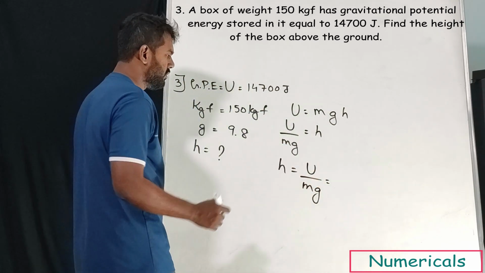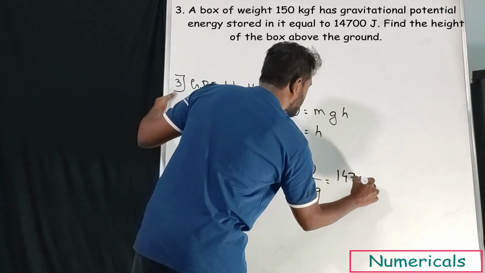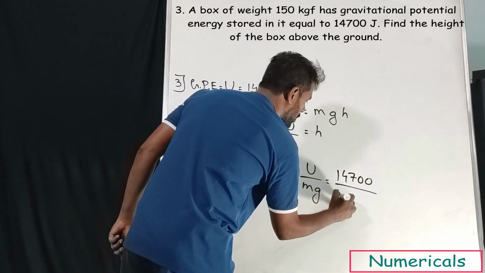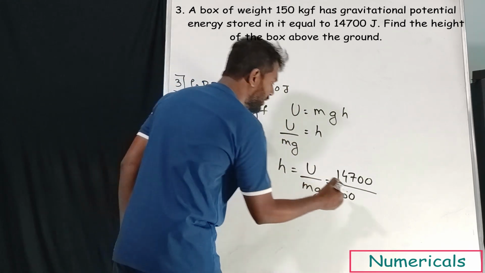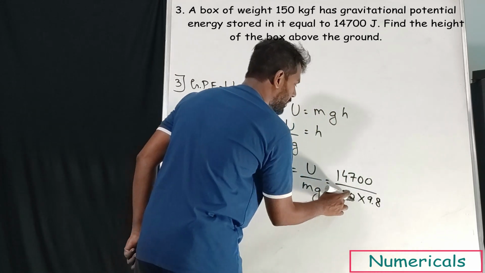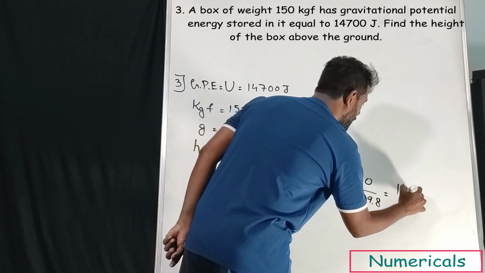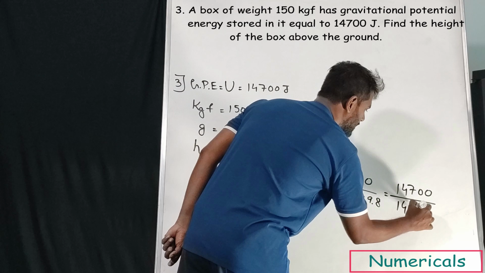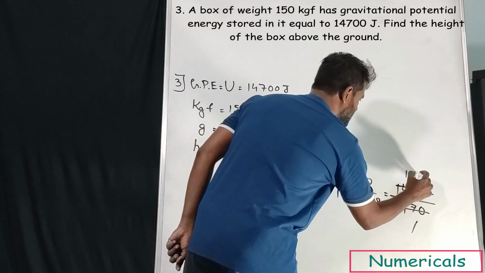What is the value of U? U is 14700. What is the value of m? That is 150. G value we have assumed it as 9.8, you can take it as 10 also, no issues. When you multiply 150 into 9.8, we will get 14700. Here 14700 over 14700, and this is 10.